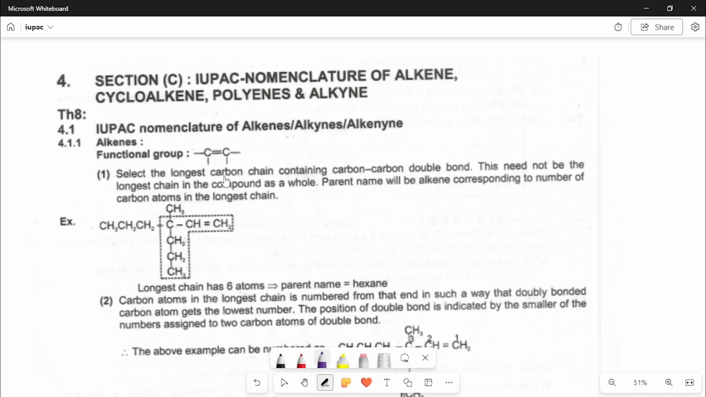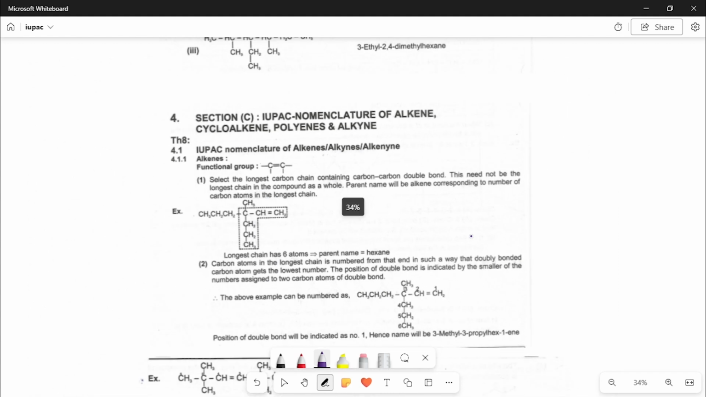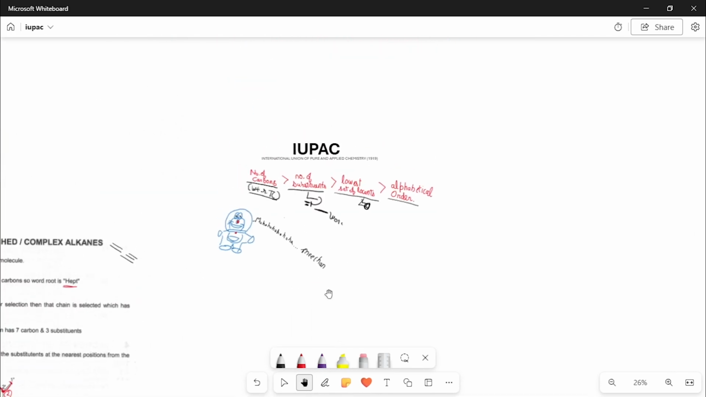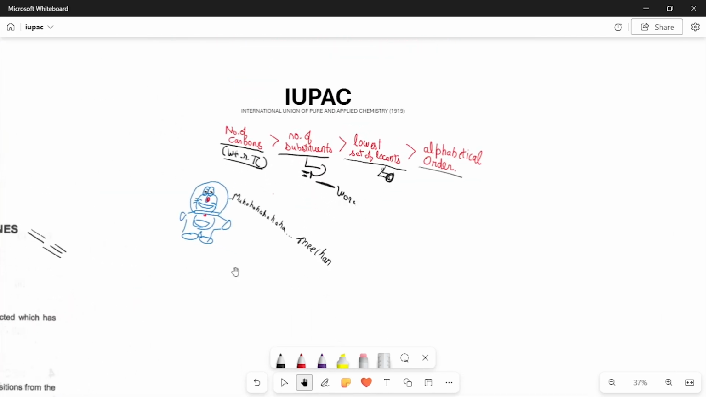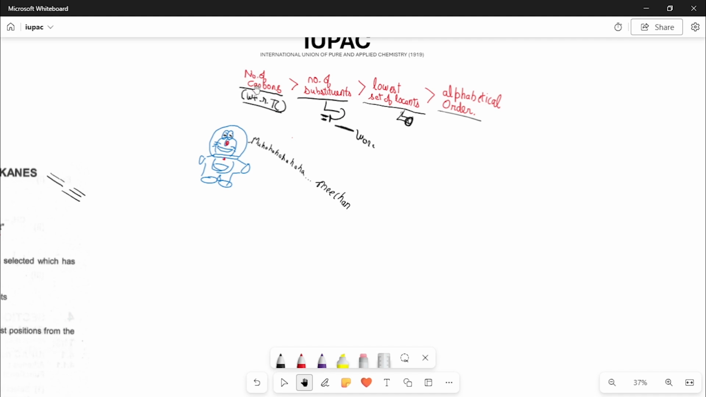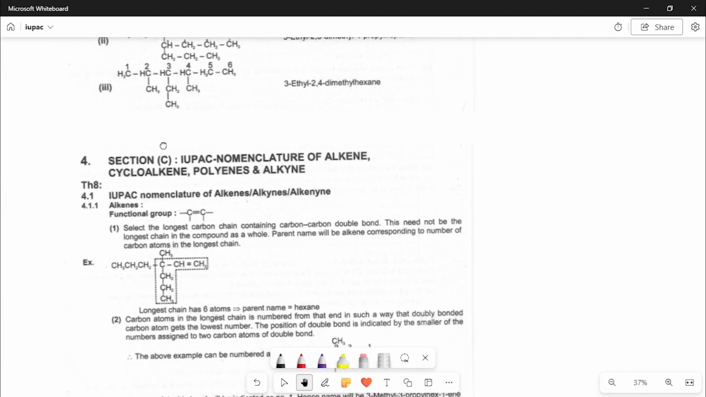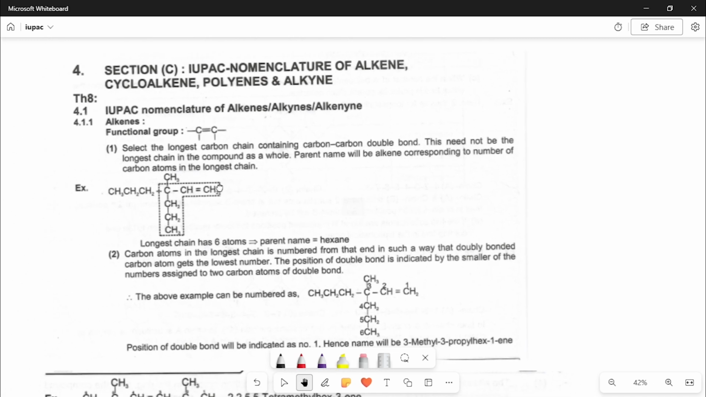IUPAC nomenclature of alkenes, cycloalkenes, polyalkenes, and alkynes. In the rule I told you earlier, there's going to be just a slight change, as I said, with respect to the bond. We're going to count the number of carbons with respect to the bond. So here, let's see what it says.